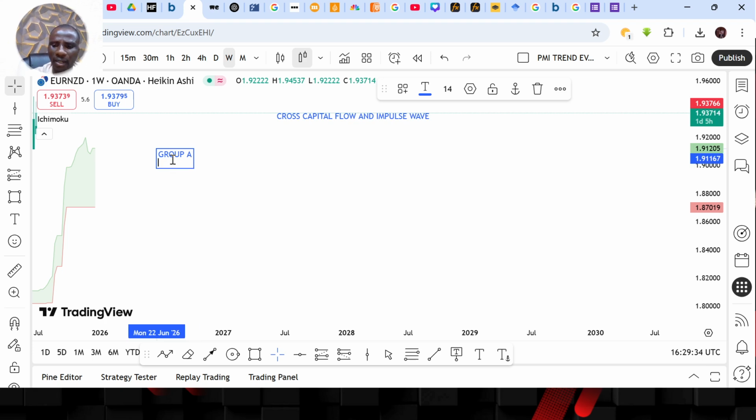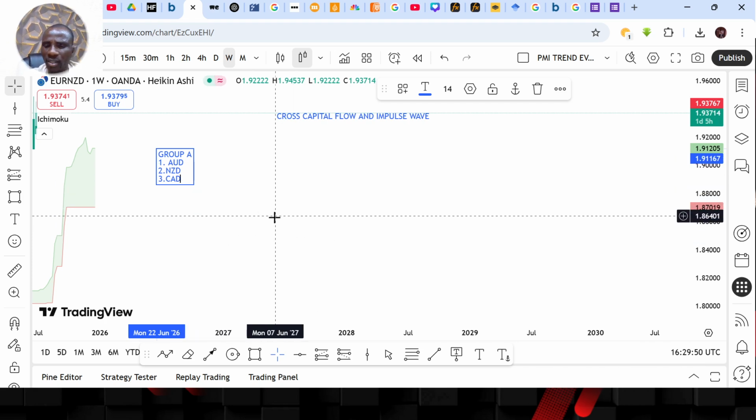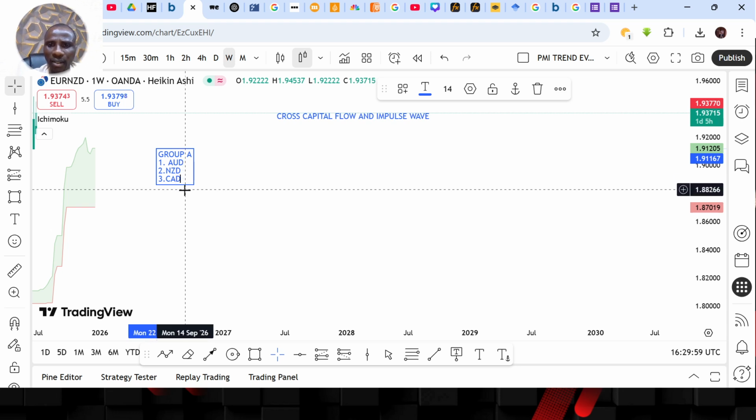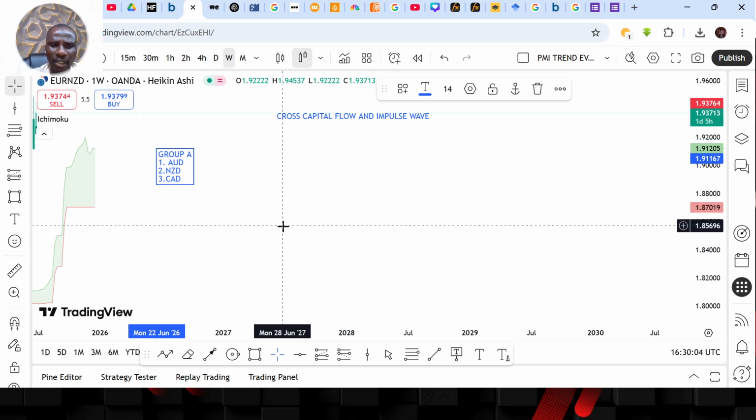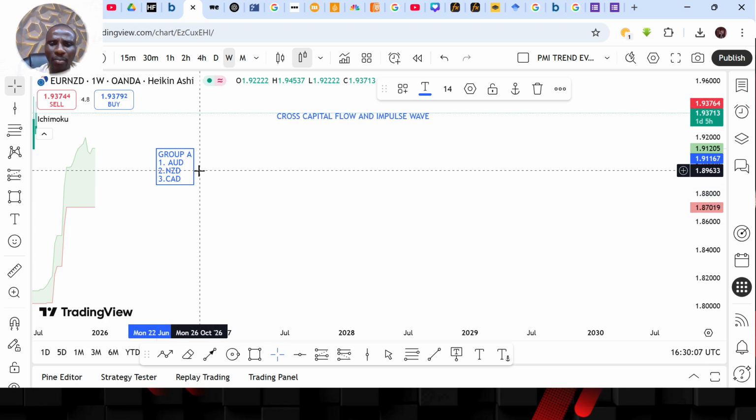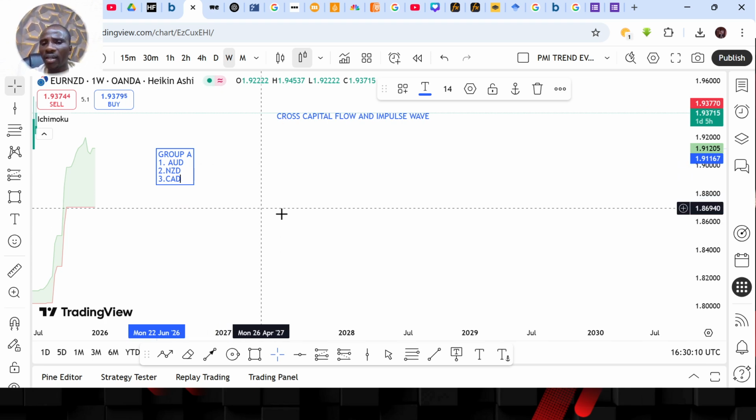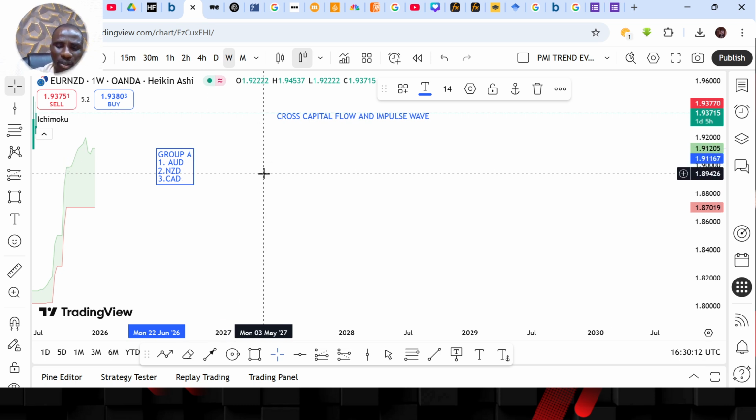Group A is what we call high yield commodity currencies, and this includes the AUD, the NZD, and the Canadian dollar. So the Australian dollar, the New Zealand dollar, and the Canadian dollar. If you really want to understand currency grouping, you might look for the video on this YouTube channel. Look out for the video, and you can listen to that probably after you have listened to this, so that you can solidify your understanding of currency grouping.